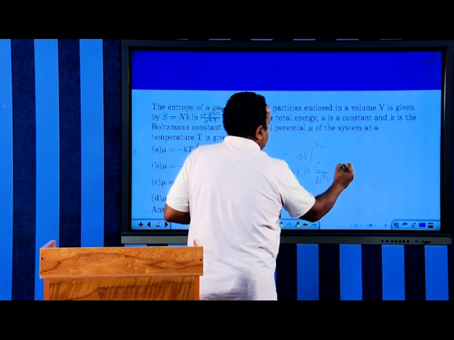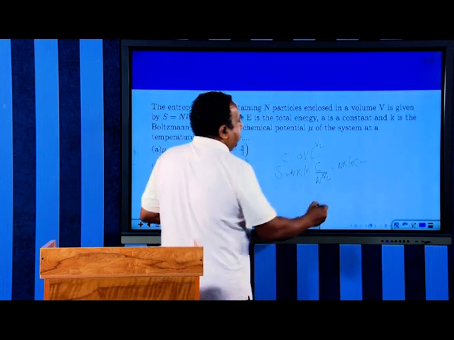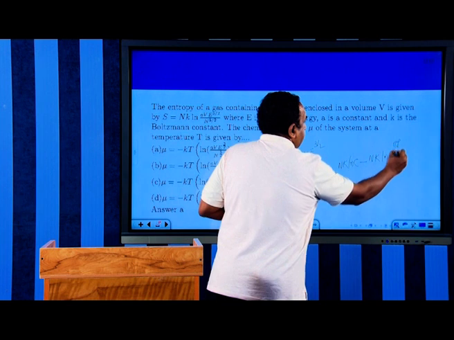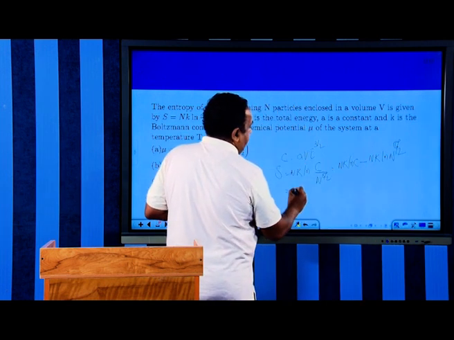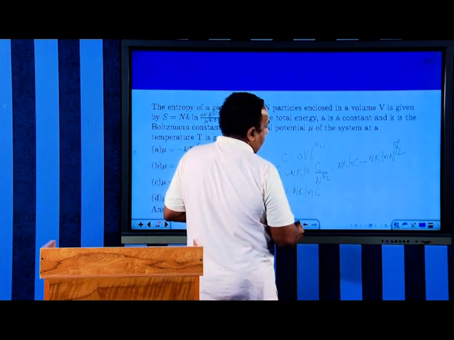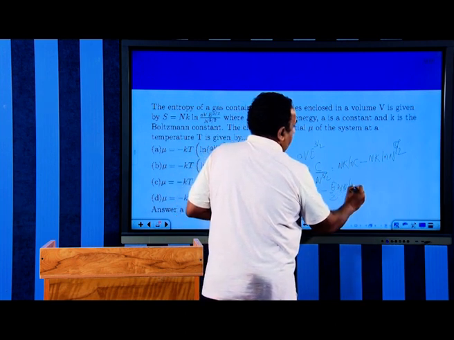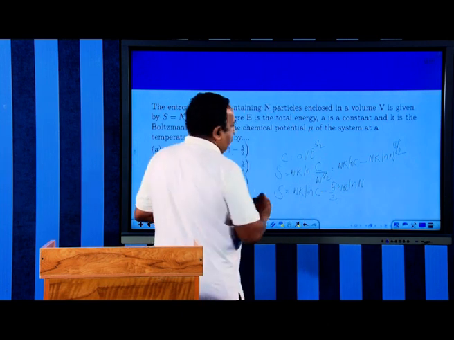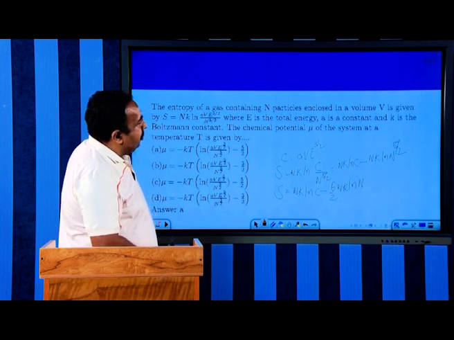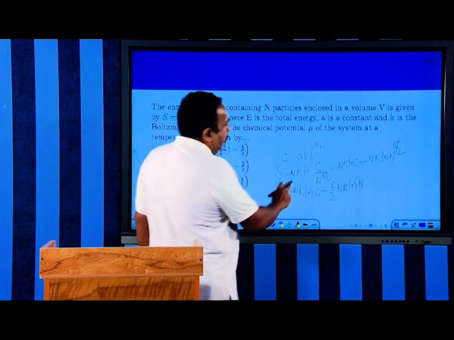This I can rewrite as n k log C minus n k log n raised to 5 by 2, which I can write once again as n k log C minus 5 by 2 n k log n. This is my entropy.